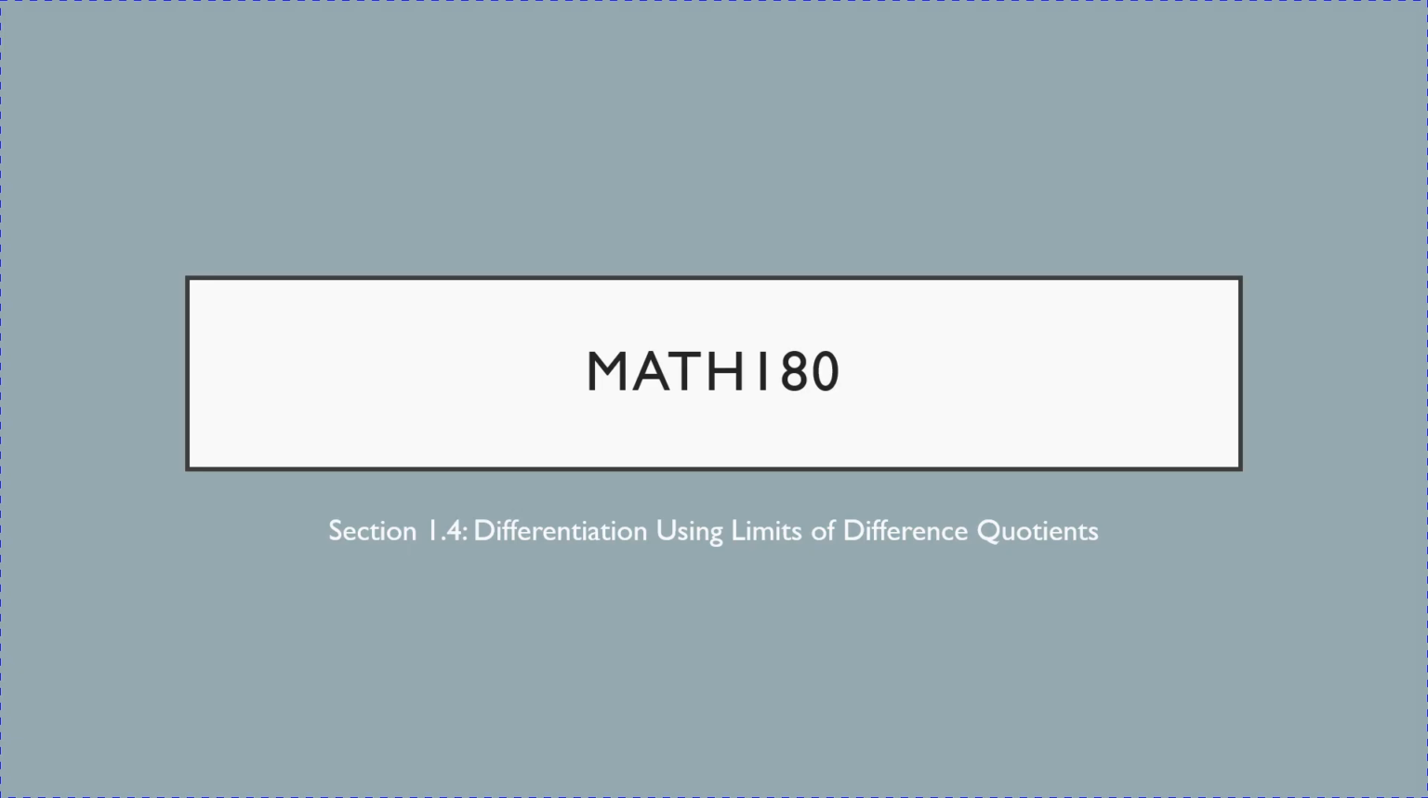Hi class, in this video we want to move into section 1.4, which is about differentiation using limits of difference quotients. If you remember from a previous lecture, the difference quotient was f of x plus h minus f of x over h. This gave the average rate of change from the point x, f of x to x plus h, f of x plus h.